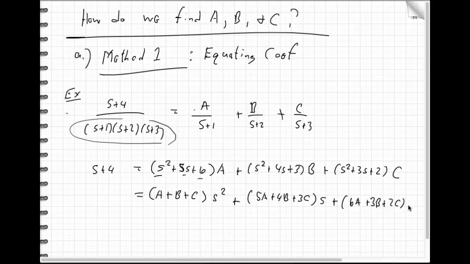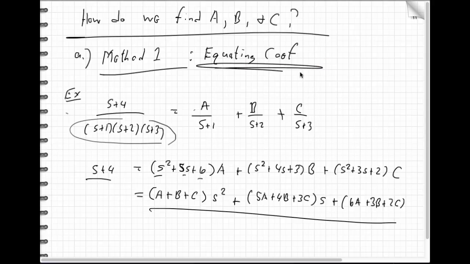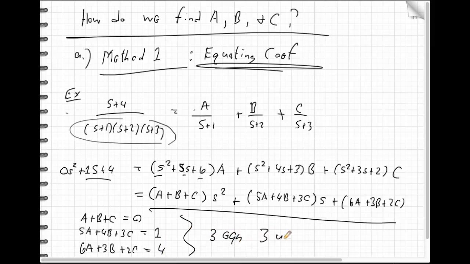Okay, so now we're just about finished. If you compare both sides, this is why we're equating coefficients. So think about this. There's a 0 s squared plus a 1s plus 4. So what does that mean? A plus b plus c has to be equal to, well, if you compare the coefficients, 0. What about 5a plus 4b plus 3c? It must be equal to 1. And of course, 6a plus 3b plus 2c equals 4. 3 equations, 3 unknowns. Okay, I can solve for it.